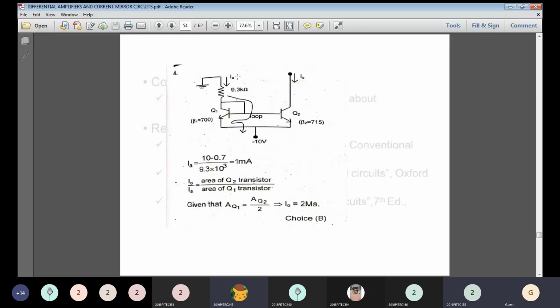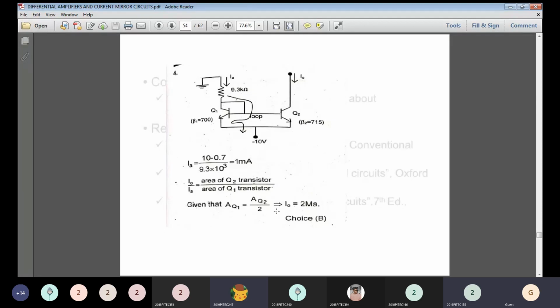In transistor 1, the reference current is flowing, and in transistor 2, the output current is flowing. Okay. So imagine that AQ2 is equal to what? It is nothing but twice the Q2. So we can frame this equation: AQ1 is equal to AQ2 divided by 2.